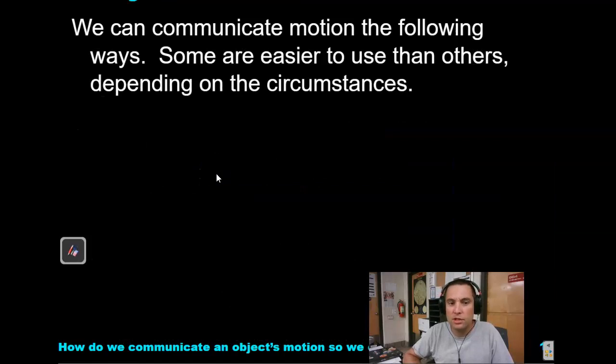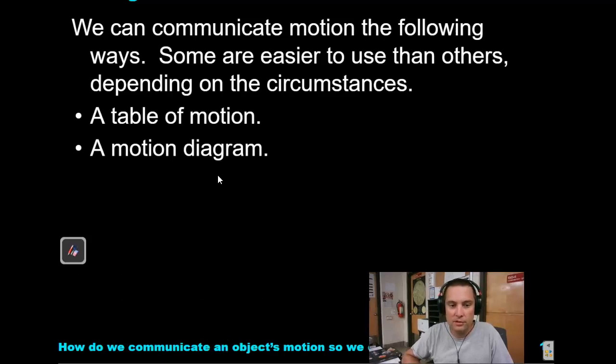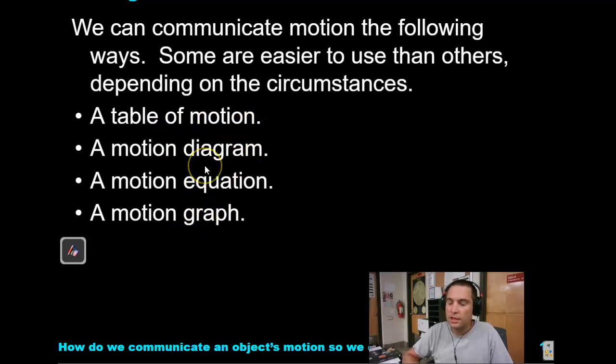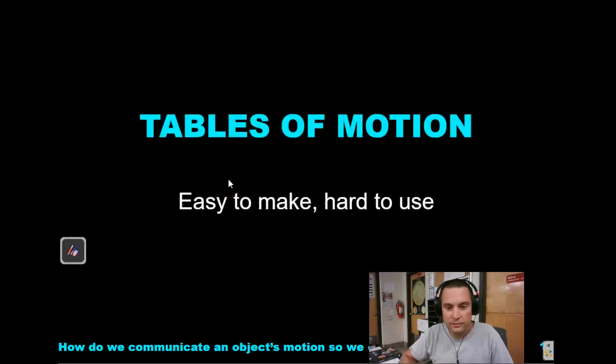We can communicate motion the following ways. Some are easier to use than others, depending on circumstance. We have a table of motion, motion diagram, motion equation, motion graph. So any one of those is going to effectively communicate what's happening in a given situation. Ultimately, though, we want to have a nice, robust combination, including, I would add a dot in there, a narration of what's going on. So you have to be able to take a graph and turn that graph into words, which is a skill we'll be working on for the next little bit.